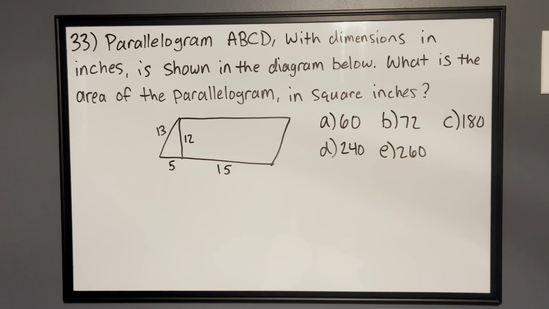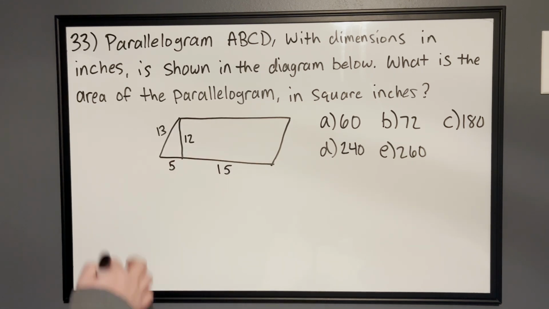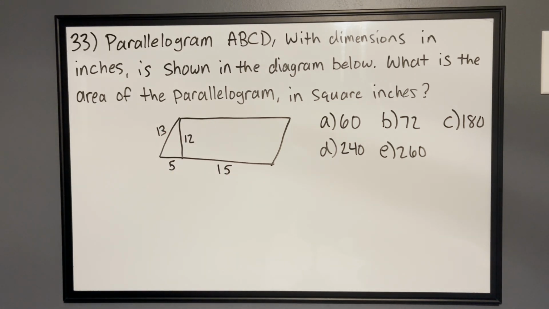All right, so here's question 33. It says parallelogram ABCD with dimensions in inches is shown in the diagram below. What is the area of the parallelogram in square inches? So here we have the parallelogram, and we know that we're given all of these measurements. They're all in inches, but of course that doesn't really matter for the calculation.